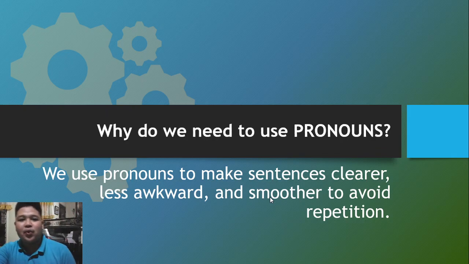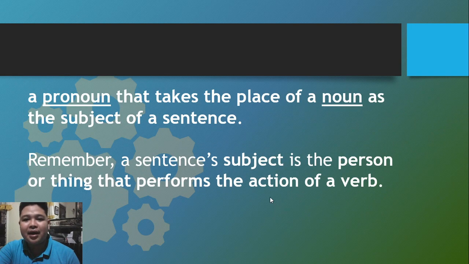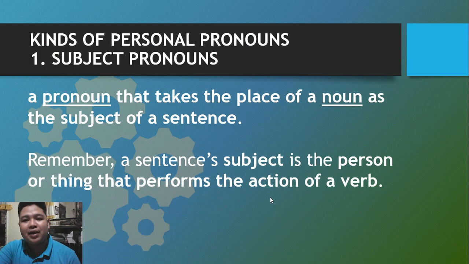Okay, so now we will be talking about what we discussed last time. Again, we discussed personal pronouns. The three different kinds of personal pronouns are first, subject pronouns, second, object pronouns, and third, possessive pronouns. Okay, so those are the kinds of personal pronouns.